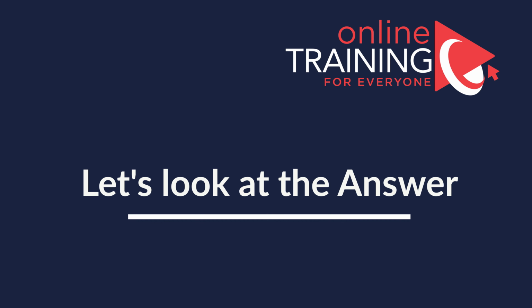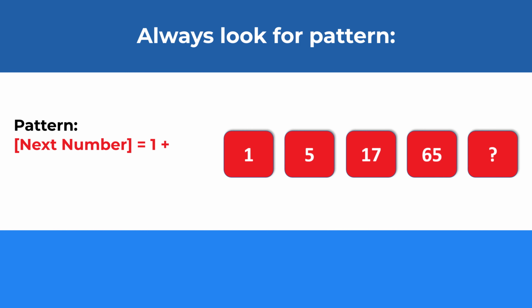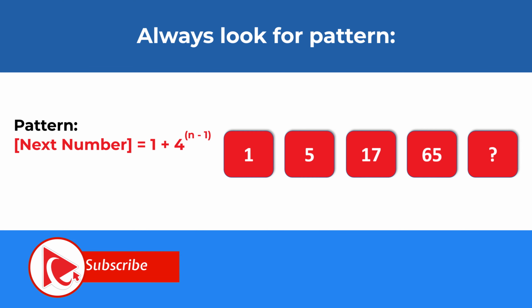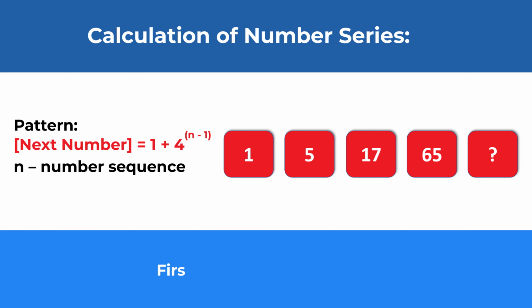To solve these types of problems, my advice to you, always look for patterns. And the pattern here is that the next number is calculated as 1 plus 4 in the power of (n minus 1). So let's look at the calculation of numbers in this particular series. The first number is calculated as 1 plus 4 in the power of 0, which is 1. Second number is calculated as 1 plus 4 in the power of (2 minus 1), which is an equivalent of 1 plus 4 and equals 5.